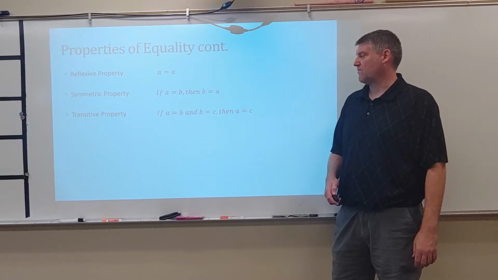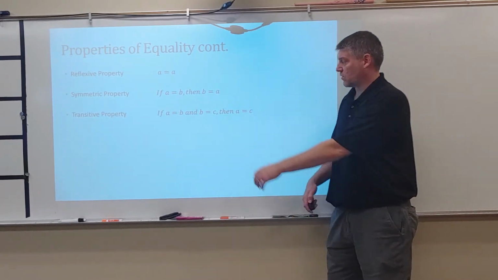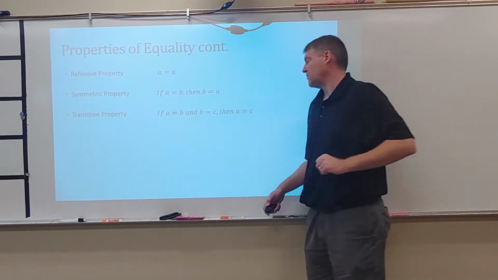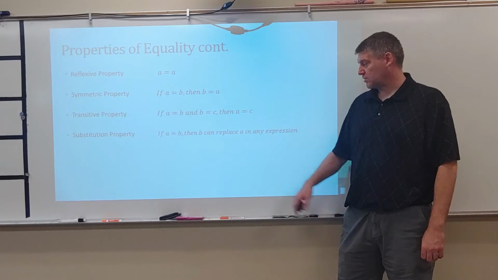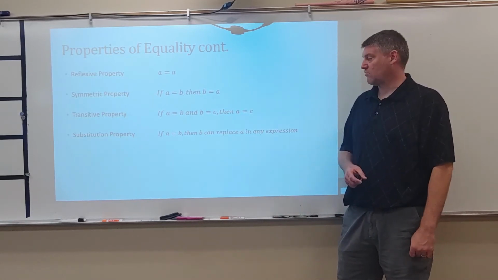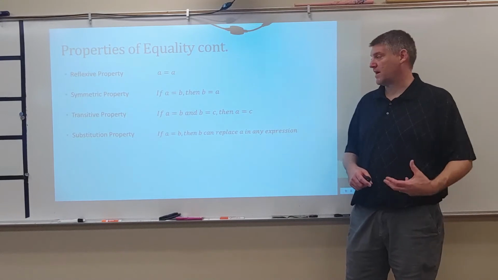Transitive property, if A equals B and B equals C, then A equals C, right? So I can kind of take out that middleman and we still have equality. Substitution, really, really important. If A equals B, then B can replace A in any expression and vice versa.